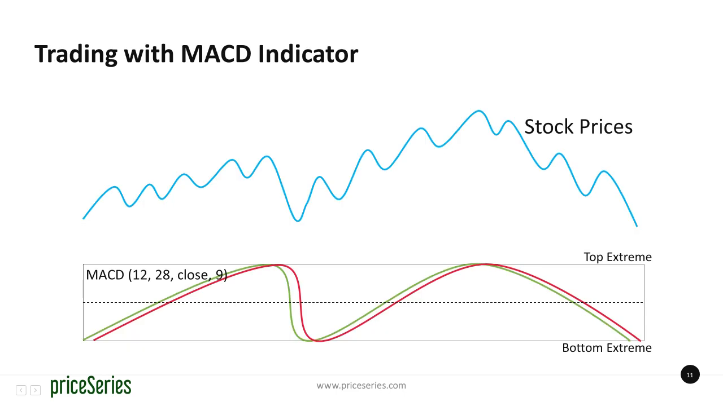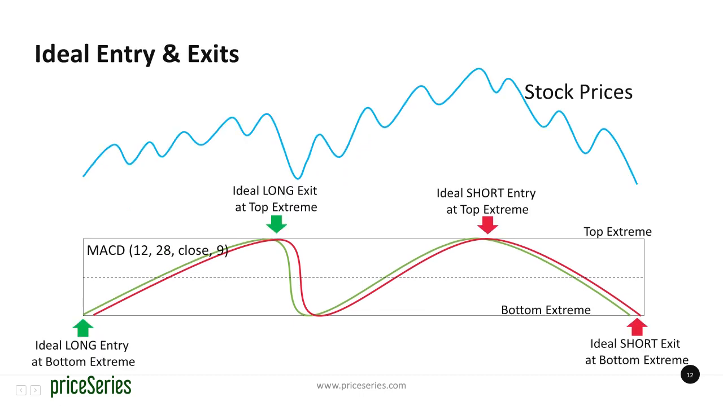As you can see in the diagram, the MACD values move between the top extreme and bottom extreme, based on actual stock price movement. Many times this movement may not be as clear and precise as shown. In such cases, the MACD may be hovering around the midpoint. These are cases of sideways trend movement, and we will cover a few examples later in this video.